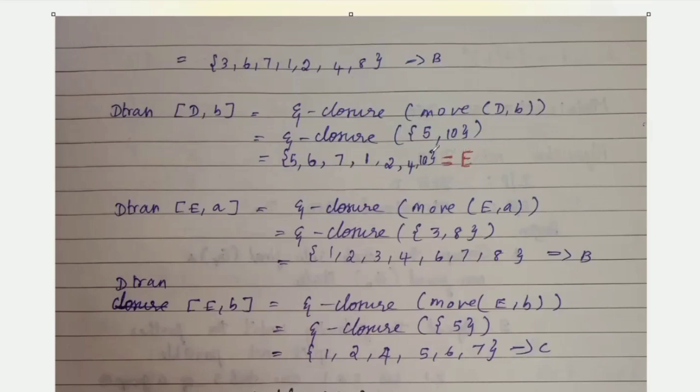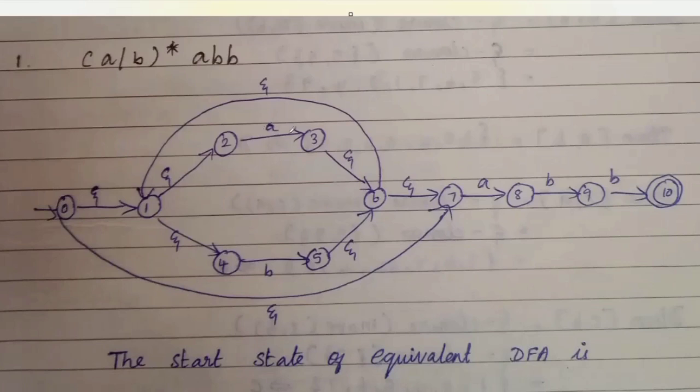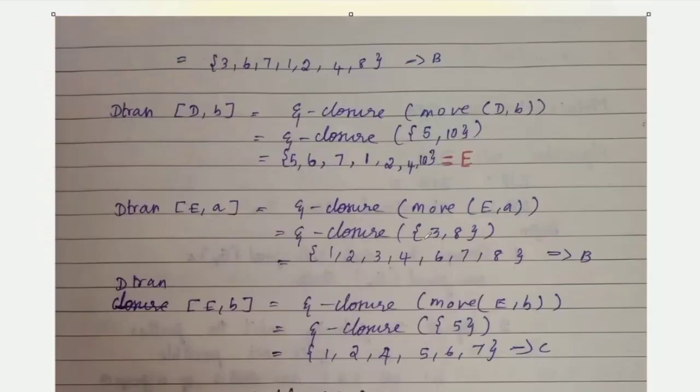Now we repeat this process for the newly found DFA state E. Apply input A and B. DFA transition of E comma A equals epsilon closure of move E comma A. The given set 2 and 7 on input A leads to 3 comma 8: 2 A leads to 3, 7 A leads to 8. Here you write move E comma A is 3 comma 8.